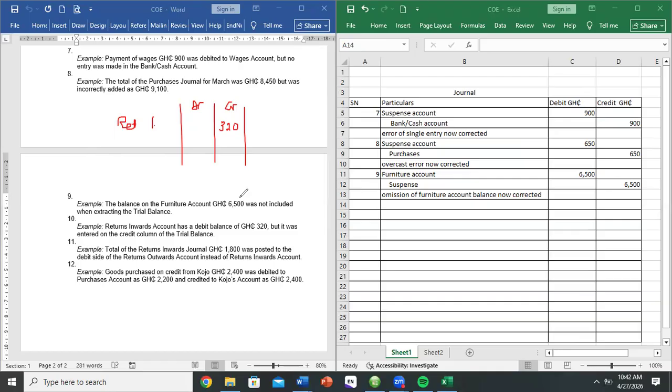The accountant will debit double of that amount. Okay, so double of that amount will be what? Is it 640? Yes, 640. So he will debit 640 to where? To the return inwards. Thank you very much.